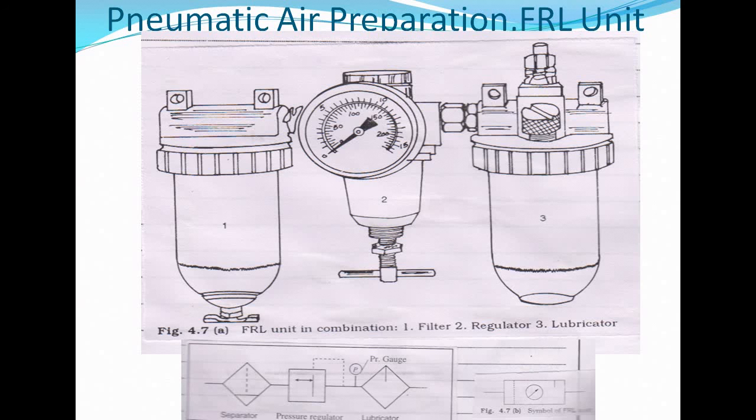In the below you can see the symbol for separator, then pressure regulator, and this is the lubricator. So all this is combined into one unit, that is the FRL unit. So you can see here.